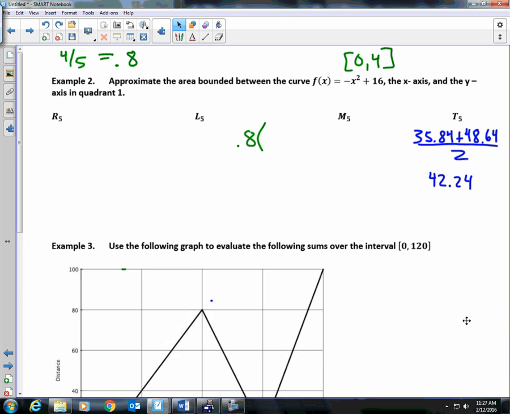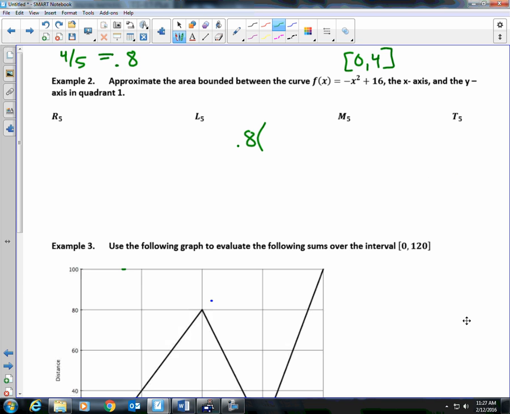We're at midpoint sum. Okay, midpoint sum is a little bit more challenging. So try to follow along here. If you don't, you have to ask questions immediately. This is the point of confusion that people had.